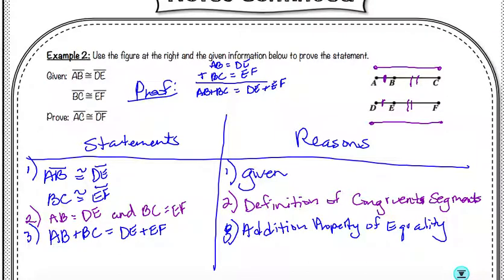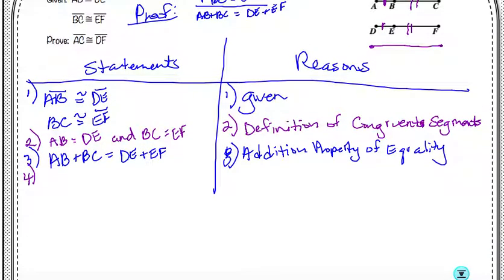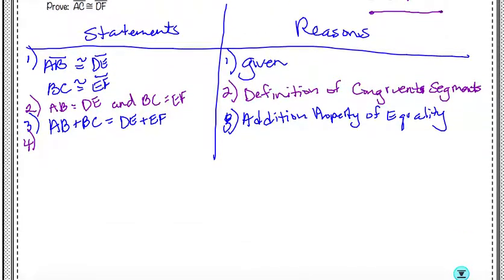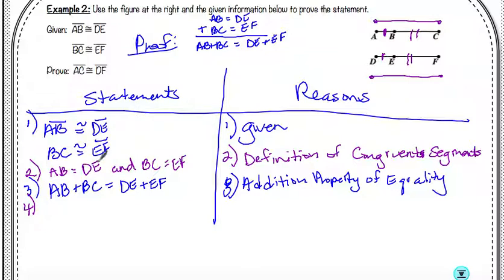Okay? We're actually almost finished. There's 6 steps, so we're halfway to the end. The next step, let's see if I can get this to make it so I can see it better. In the next step, we are going to use the segment addition postulate. We're going to say that AB plus BC equals AC. And we're going to say that DE plus EF equals DF. This is called the segment addition postulate.